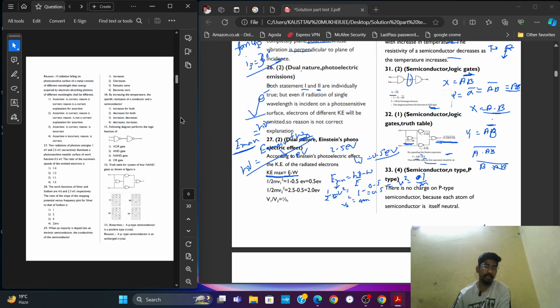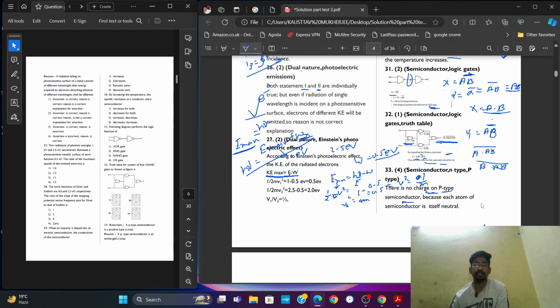Question 33. Assertion: a p-type semiconductor is a positive type crystal. Reason: a p-type semiconductor is an uncharged crystal. First of all, understand this. The p-type semiconductors are the ones in which the majority of charge is transported by the positive holes. So these are known as p-type semiconductors. The minority is the electron and the majority is the positive holes, right?